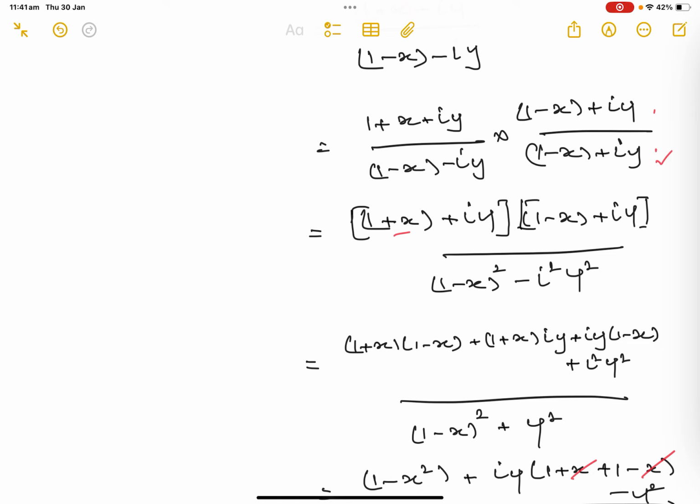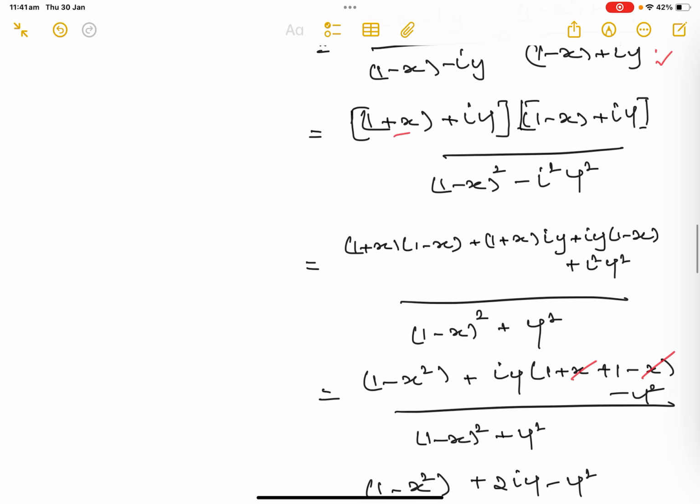So that is a squared minus b squared. So 1 minus x squared minus i squared y squared. So, simplify the denominator. Multiply by 1 plus x, the real part. So 1 plus x times 1 minus x. So 1 plus x, 1 minus x.